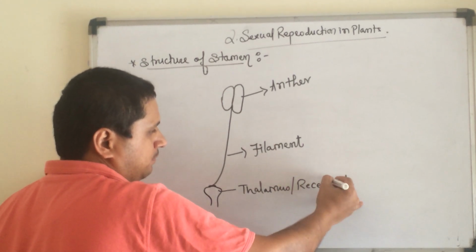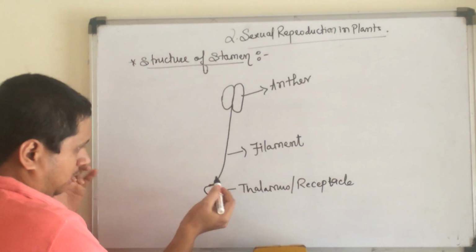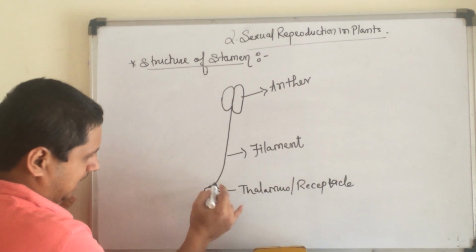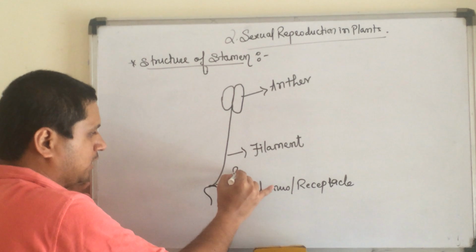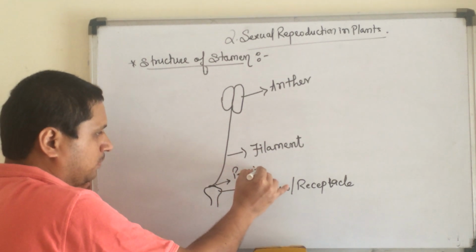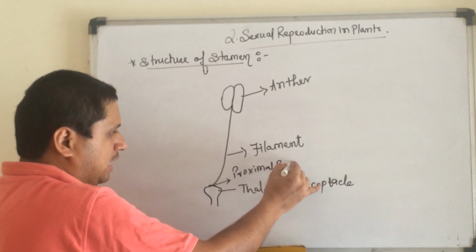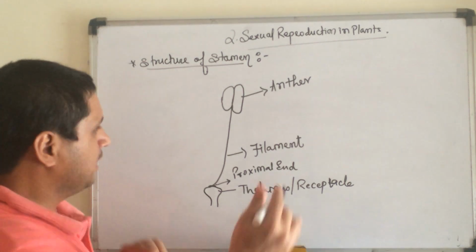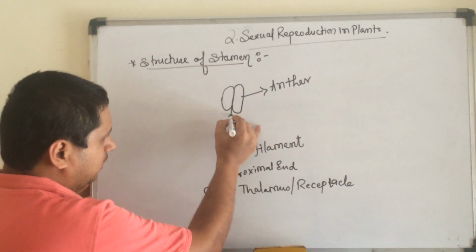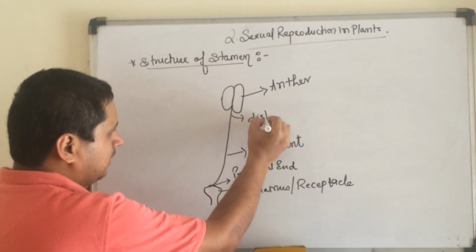Now this is the base, that is known as the thalamus, to which the filament is attached. The part of the filament that lies on the thalamus is known as the proximal end, whereas the part which lies at the anther is known as the distal end.